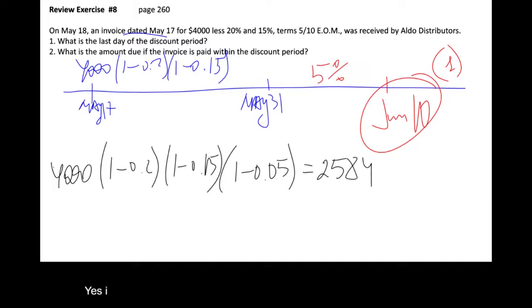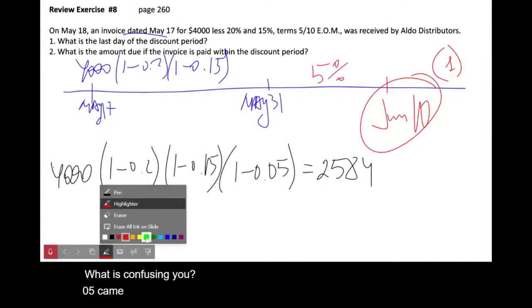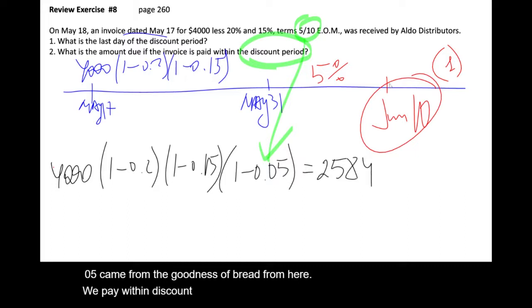Yes, Ariel. What is confusing you? The 0.95 came from, let me make it nice and bright, from here. We pay within the discount period, so we have an extra 5%. Any other questions?